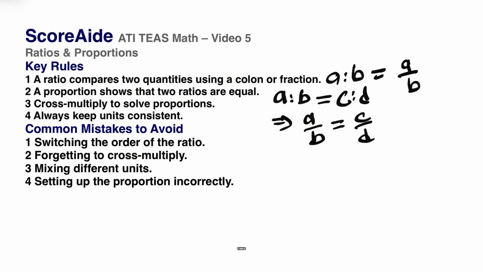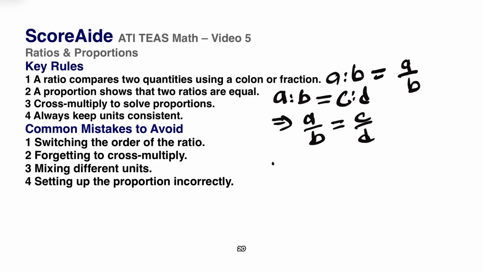Most of the time, students miss some key steps like cross multiplication and stuff like this. When dealing with ratios, you have to simplify to the lowest value. And when dealing with proportions, always make sure you cross multiply. And if there are units, keep the units consistent.